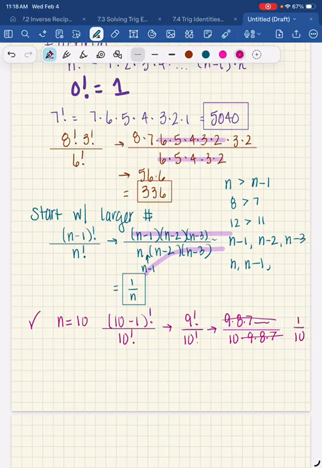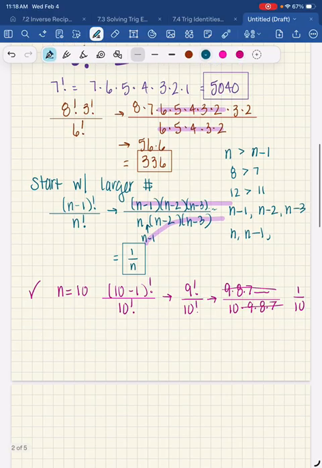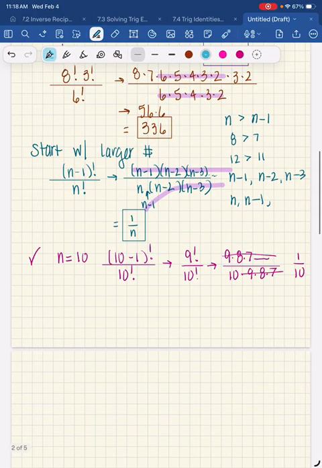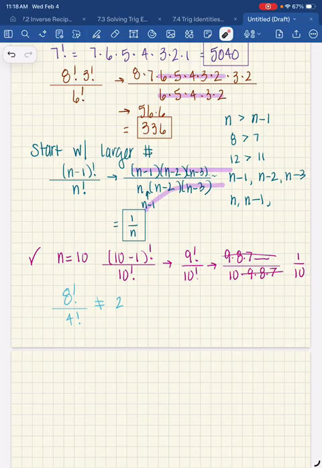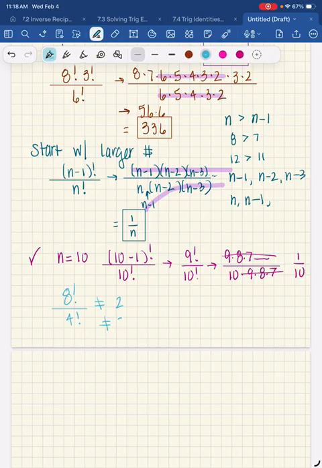Okay, a quick side note. You can't cross off exclamation points. That's voodoo math. So, like 8 factorial over 4 factorial. Okay, 2 things. That's not 2. You can't cross off the exclamation points. That's voodoo math. That's not true. And it also does not equal 2 factorial. Okay, so be careful. You cannot reduce factorials.